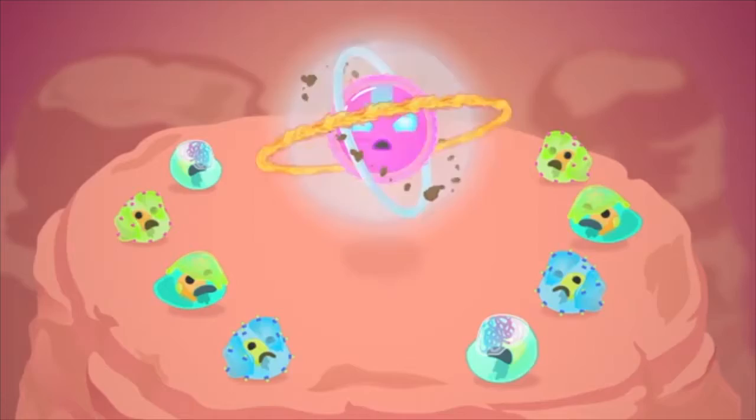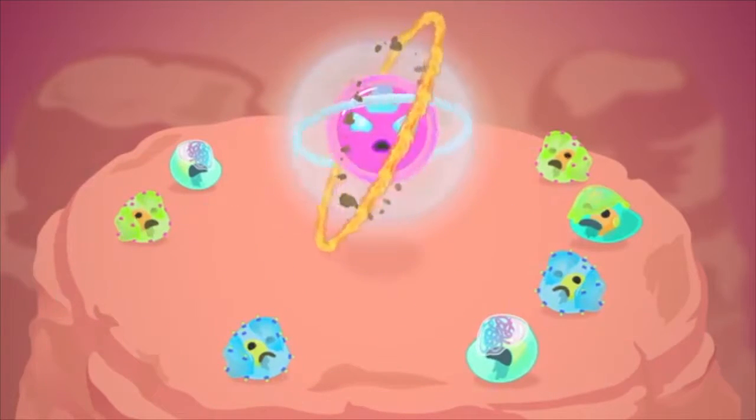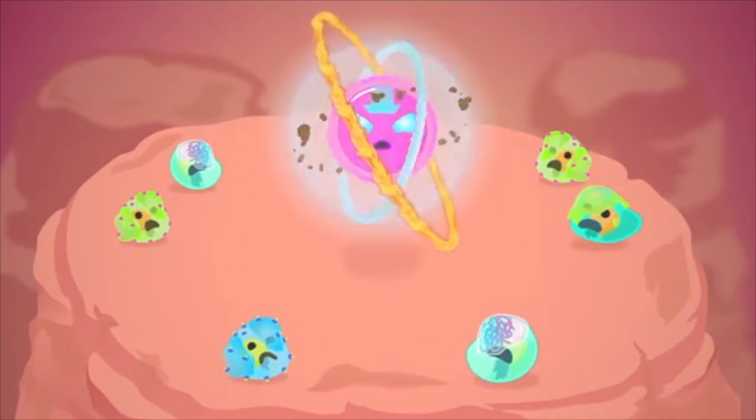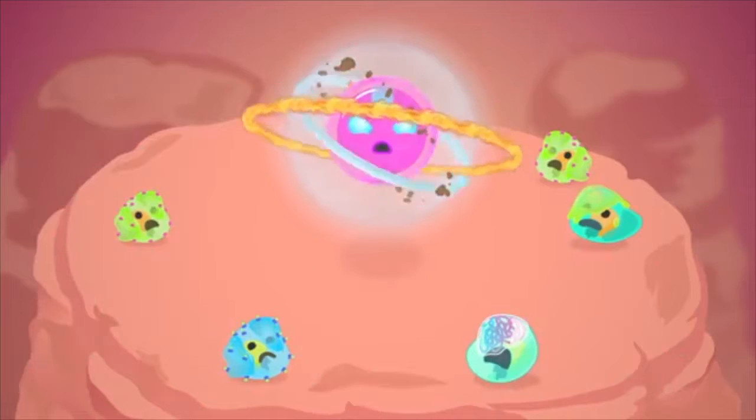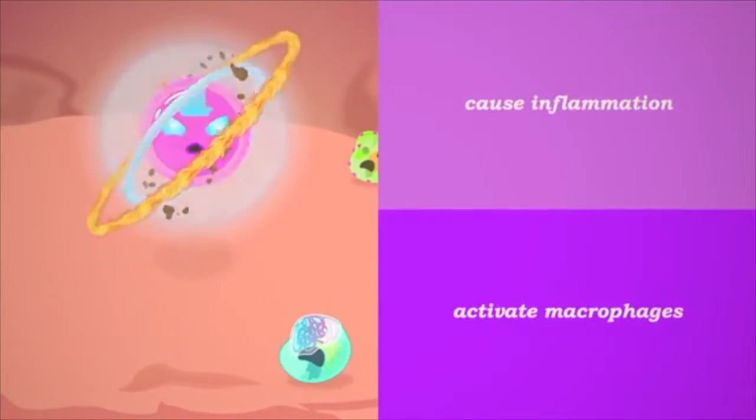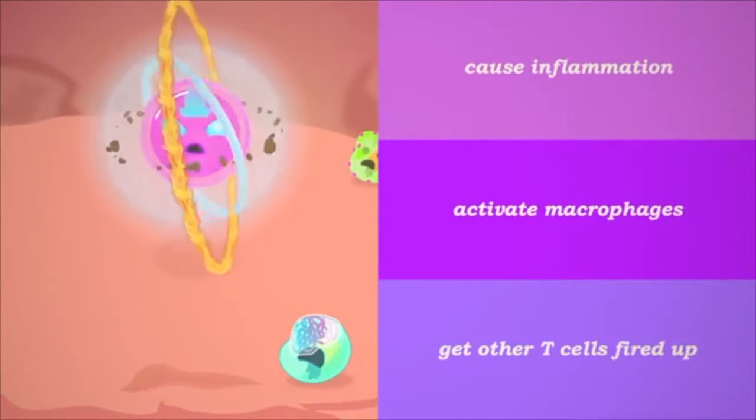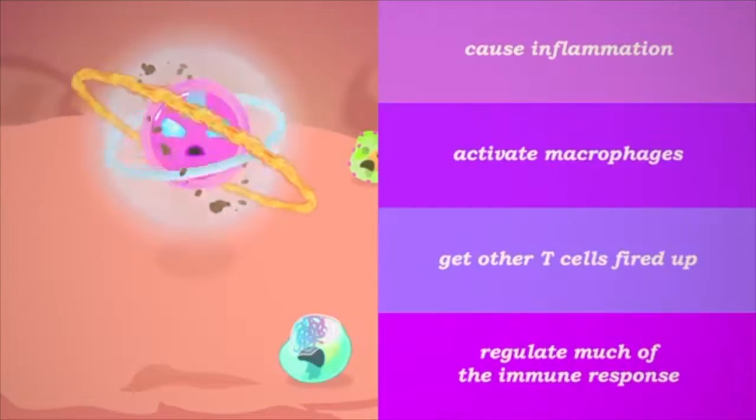T lymphocytes. These lymphocytes, known on the streets as T cells, go after body cells that have been hijacked by things like viruses or bacteria or become cancerous. T cells cause inflammation, activate macrophages, get other T cells fired up, and generally regulate much of the immune response, which is important if your body completely fails to protect itself, and what happens if your immune system goes rogue and attacks your own healthy cells. But even when they're functioning well, some of your immune cells are careening around your body. They're out to protect all of the tissues and organ systems, and these guys play for keeps.